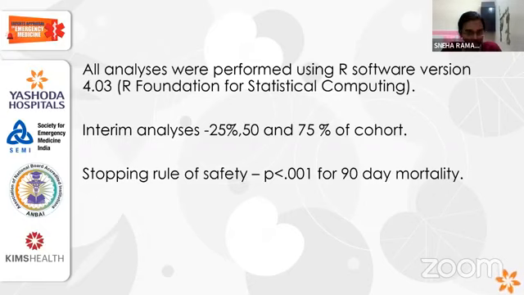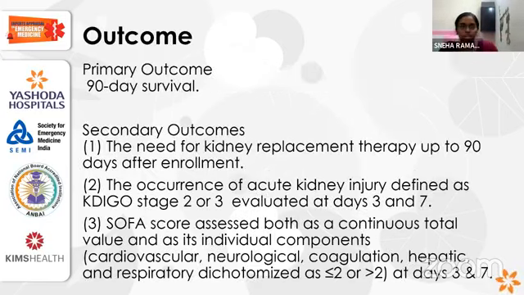Interim analysis was done when the patient sample size reached 25%, 50%, and 75% of the cohort. The stopping rule for safety was a p-value less than 0.001 for 90-day mortality.